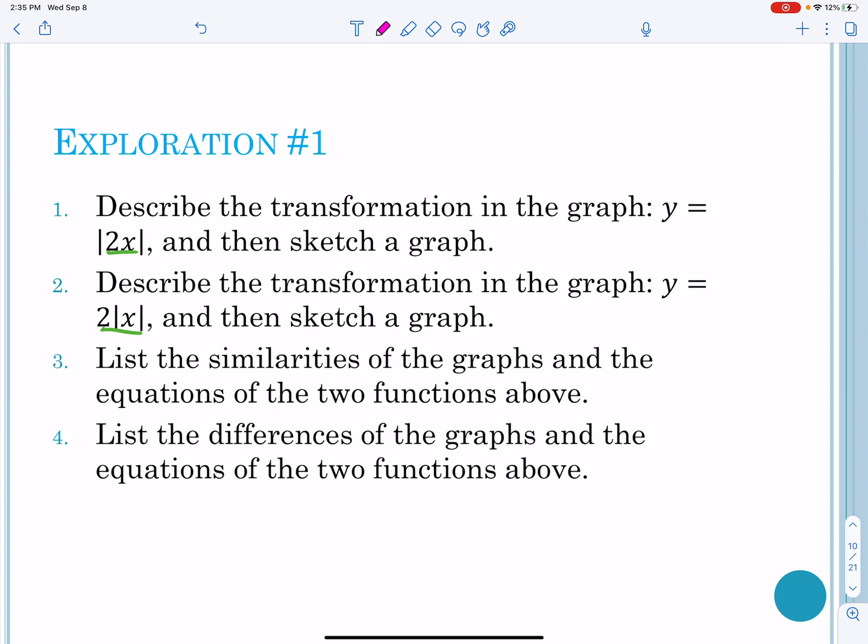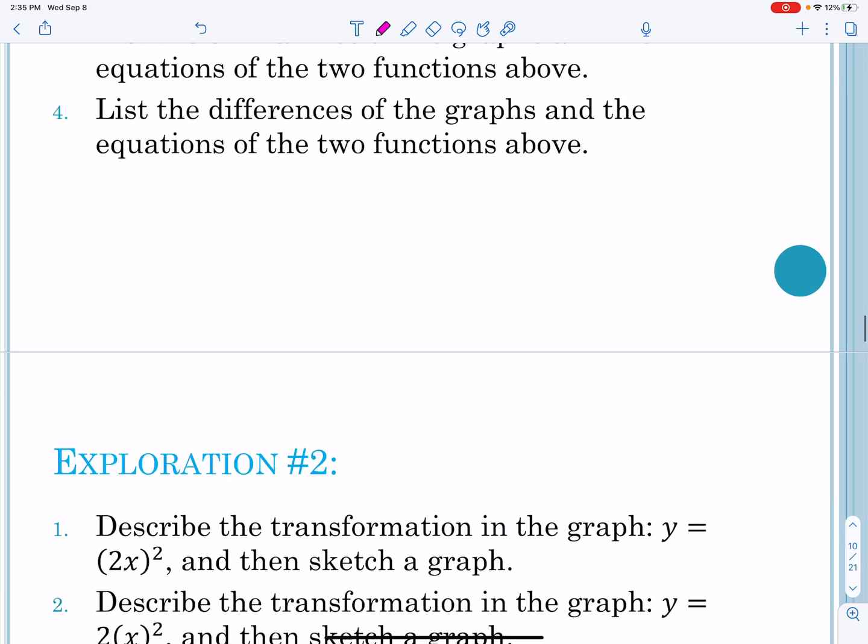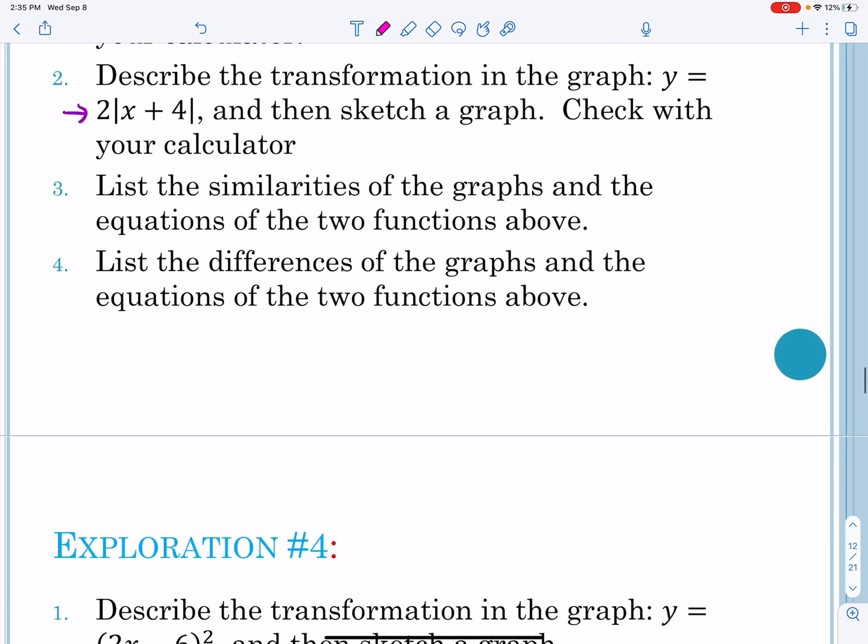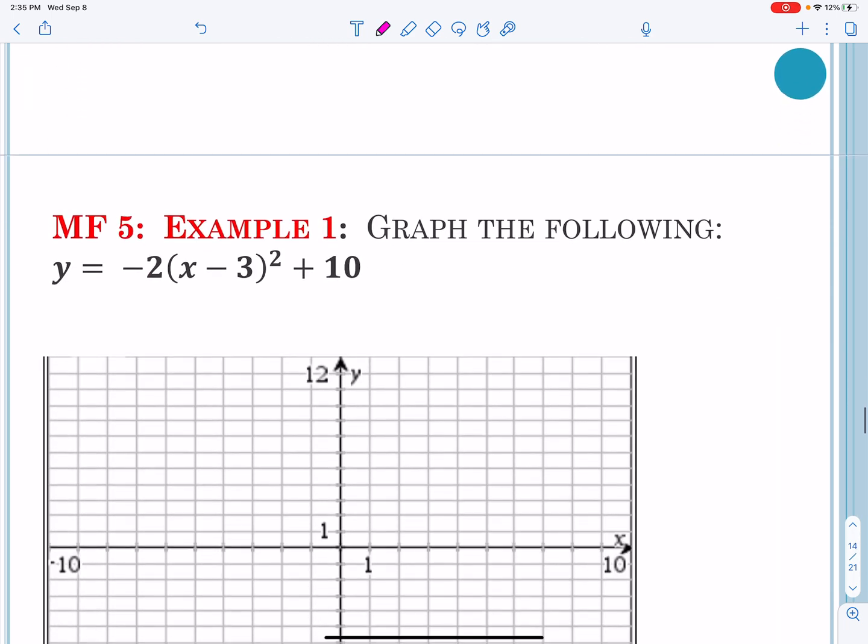This is something that we talked about today in class during our exploration already. So I'm going to kind of go through that. I'm not as worried about it.